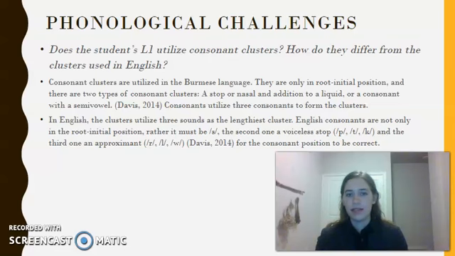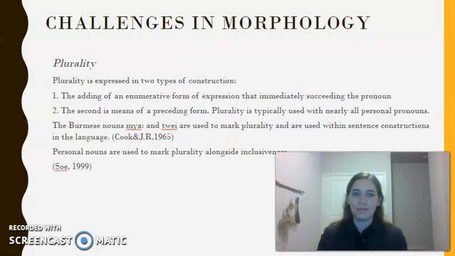There are also consonant clusters that are utilized in the Burmese language. Not only are they in the root initial position, there are two types of consonant clusters: a stop or nasal in addition to a liquid, or a consonant with a semivowel. In English, the clusters will utilize three sounds as the lengthiest cluster. English consonants are not only in the root initial position, rather the first must be an s. The second one is a voiceless stop. And the third one, an approximant R, L, or W sound for the consonant cluster to be correct. As you can see, there are two discrepancies between those two.